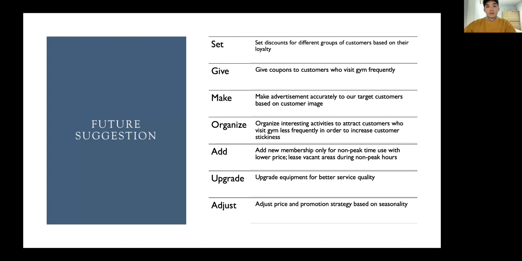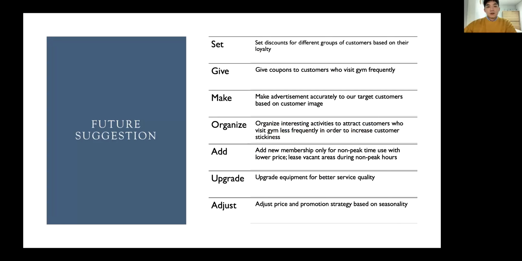From the marketing strategy perspective, make ads to target customers based on OC&Gym's customer image. From the operational strategy perspective, organize interesting activities to attract customers to visit the gym more frequently. In order to decrease the customer flow at peak time and improve customer experience, we also would like to add a new cheaper membership type, only for non-peak time visitors.